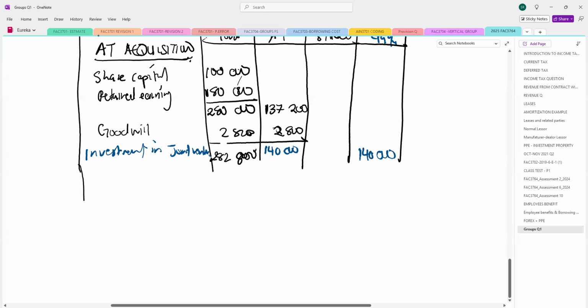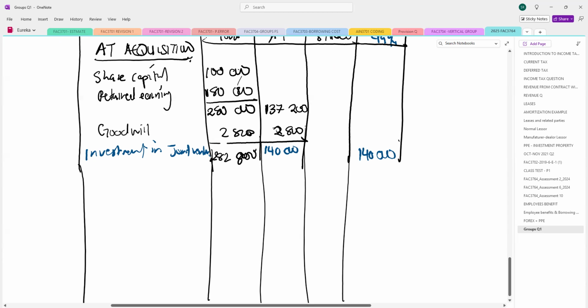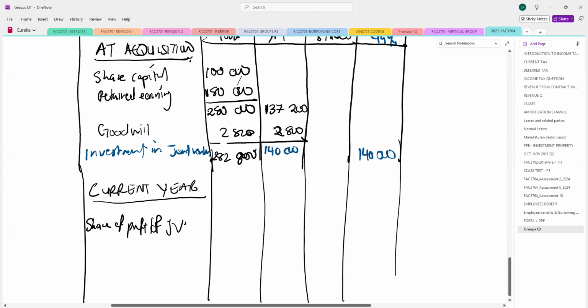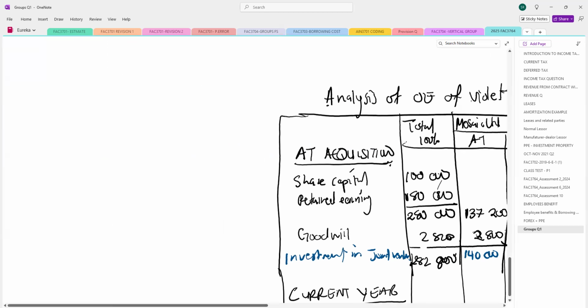Remember, in this particular scenario, we do not have the since acquisition period. We are going straight to the current year. This one takes us straight to the current year because of the timing that it was actually purchased. So I'm already in the current year. In the current year, what I'm most interested in is the share of profits. Share of profit of joint venture. All right, so the good thing about this question is that they did give us the profit figure already.